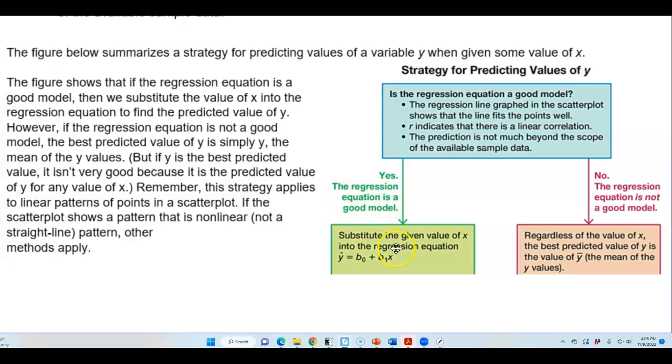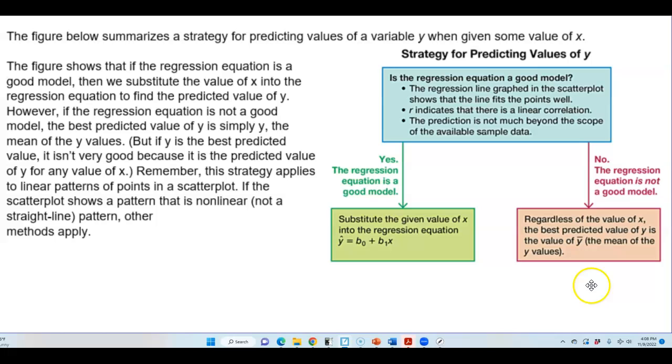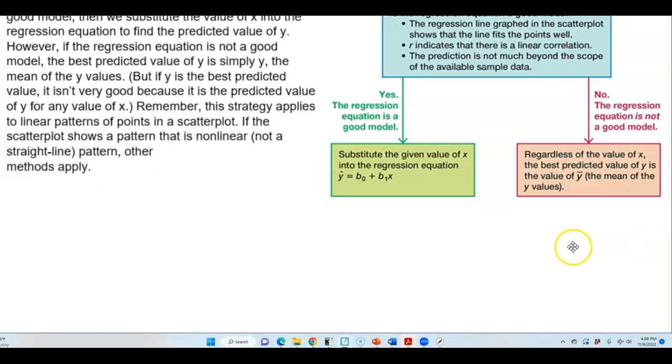So you would substitute the given value of x into the regression equation. Now, if you answered this question as a no, then you would say that the regression equation is not a good model. And regardless of the value of x, the best predicted value of y is going to be the mean of the y values. Again, that's the mean ȳ of the y values.